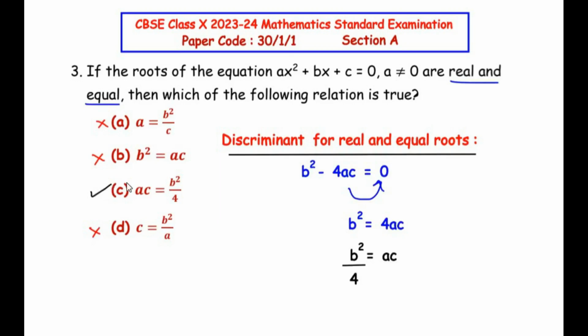So here directly you can mark the answer C because A, B and D do not have a 4 in it, or you can proceed and confirm the answer by doing this last step. So the answer is going to be ac is equal to b square over 4.